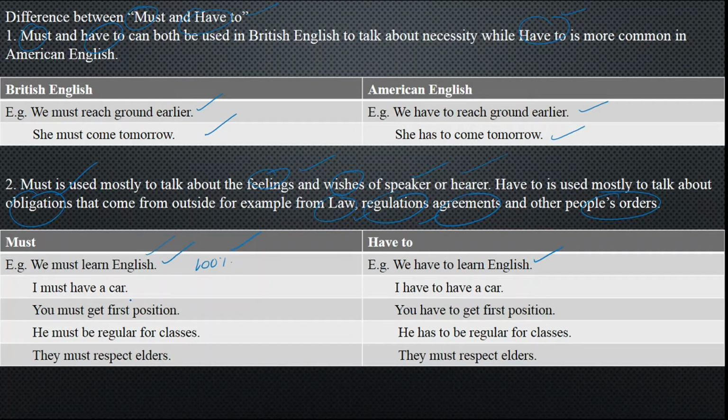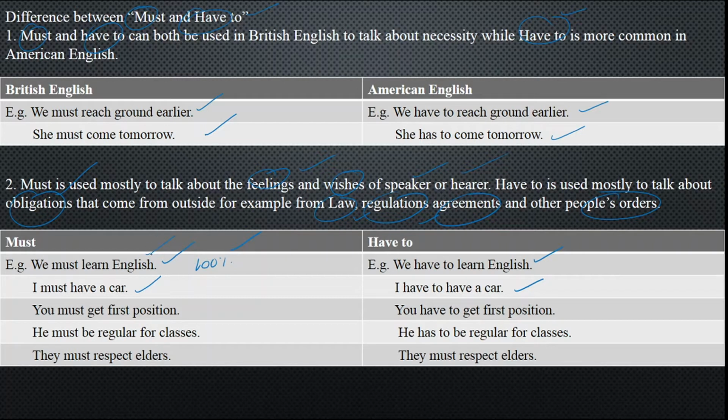"I must have a car." This is my feeling. "I have to have a car." Whether I like driving or not, I have to have it. Why? Because it is necessary and required everywhere I go, and without a car you cannot do your work. Suppose you live in a cold place where it is quite hard to ride a bike; because of the coldness you cannot go, so you say, "I have to have a car."